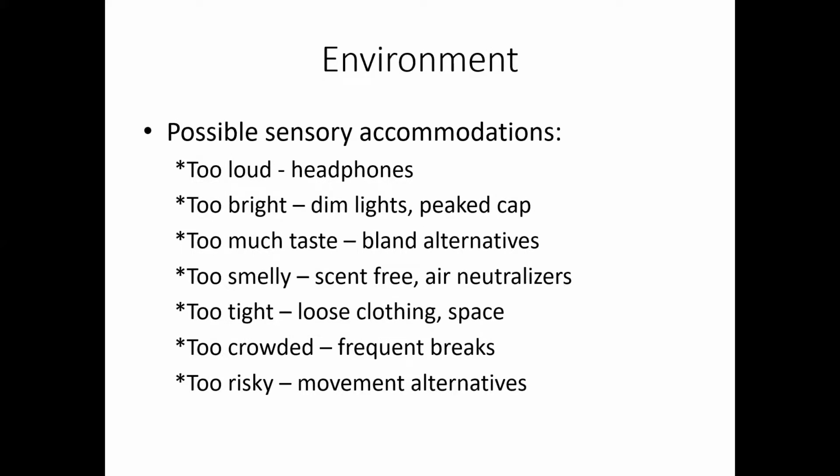Some accommodations that can go along with sensory sensitivities are headphones, dimming lights, or wearing sunglasses, having their favorite foods or healthier options available, and having a scent-free environment. For a lot of autistic people in their schools or work environments, they will request that it be scent-free, or having some air neutralizers, having comfy clothing, getting frequent breaks, and having some movement alternatives for those body pieces.